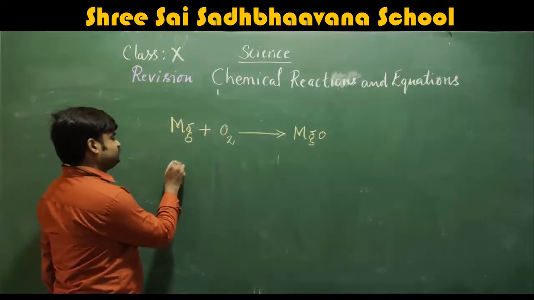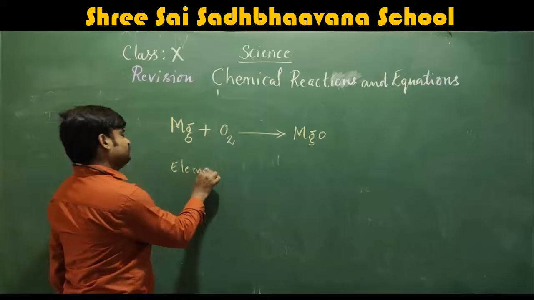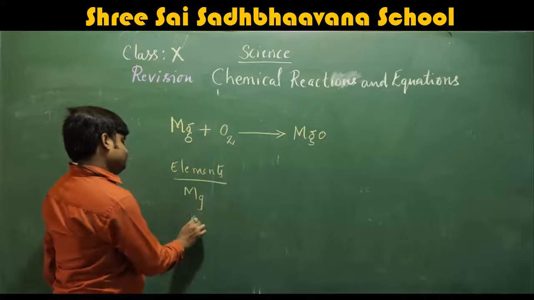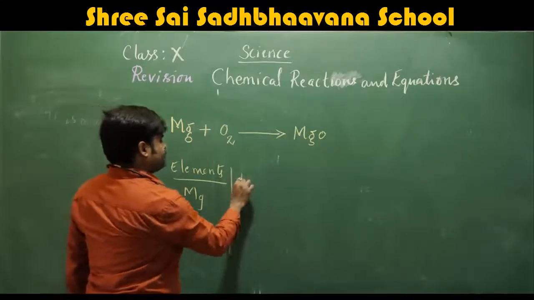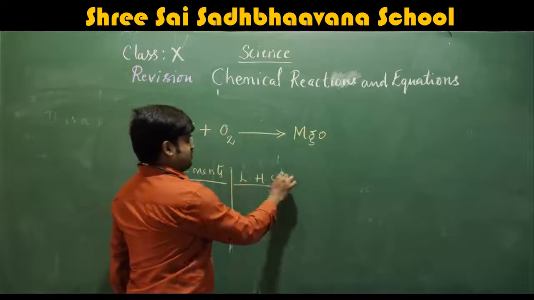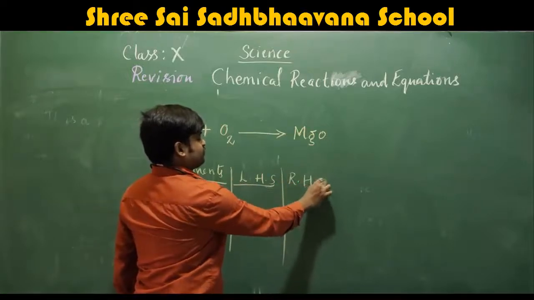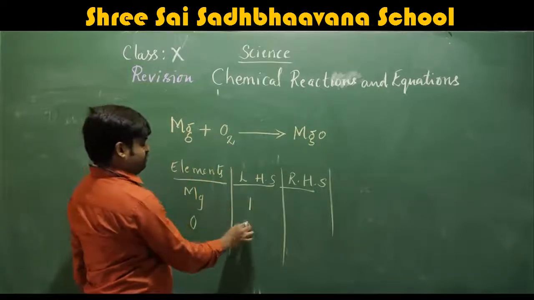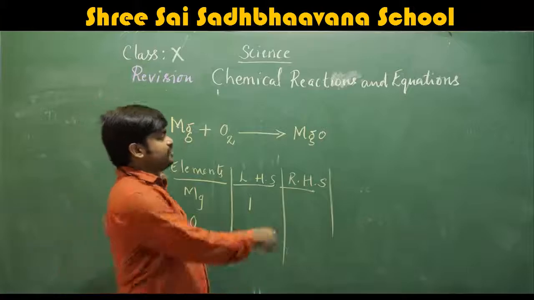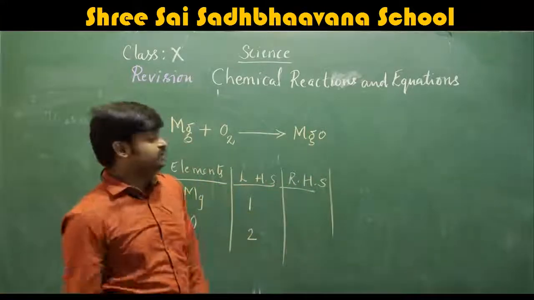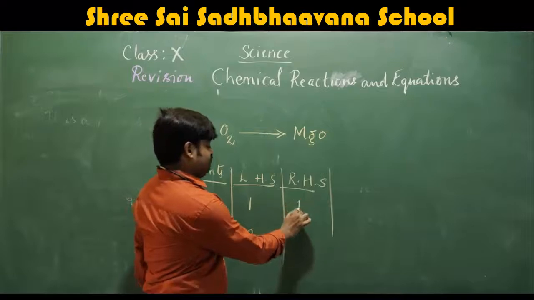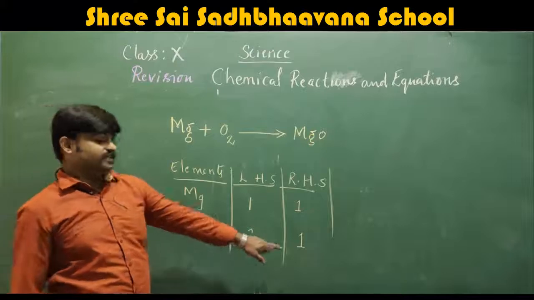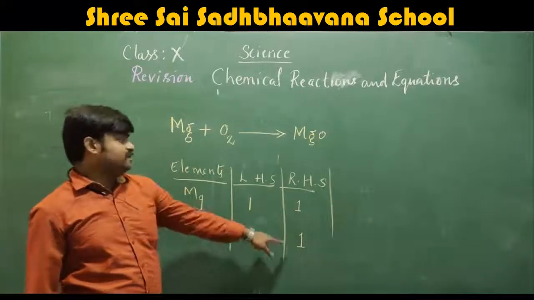So now we have to balance the equation. Here the elements are magnesium and oxygen. LHS: magnesium 1, oxygen 2. RHS, that means the product magnesium oxide: magnesium is 1, oxygen is 1. So here 2 is there, and 1 is there. Therefore, we need to balance the equation.